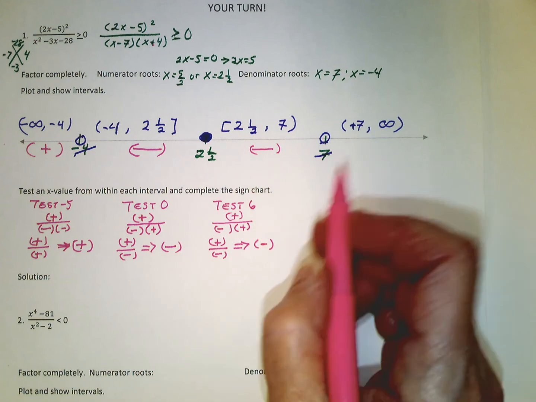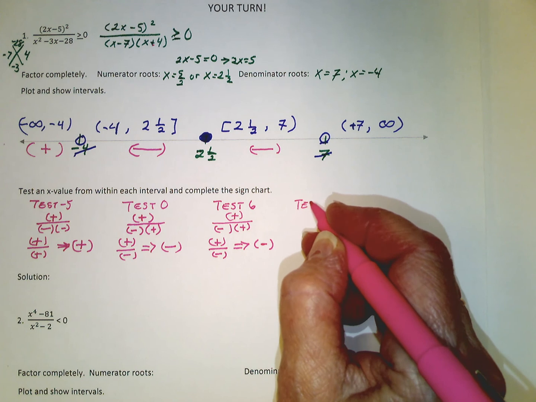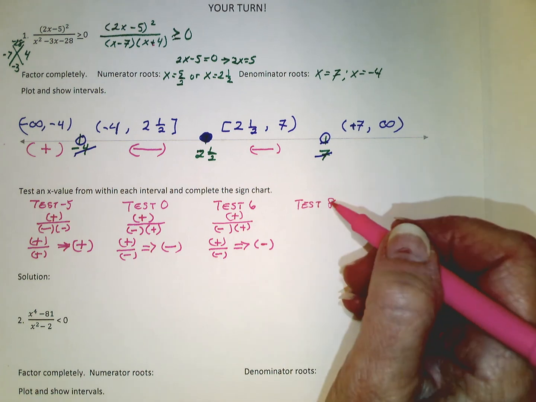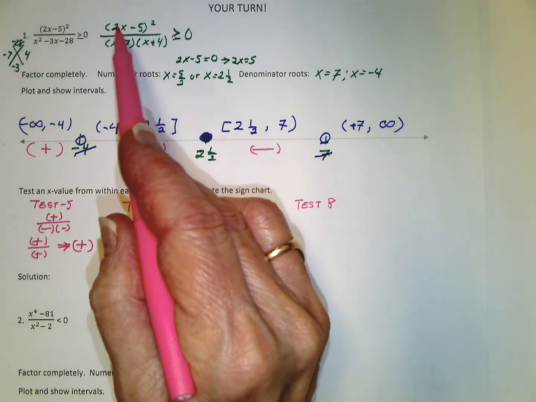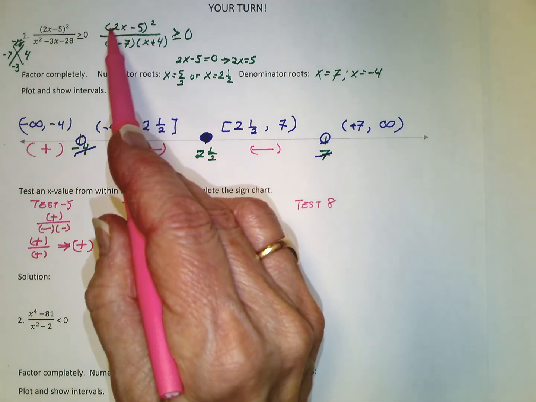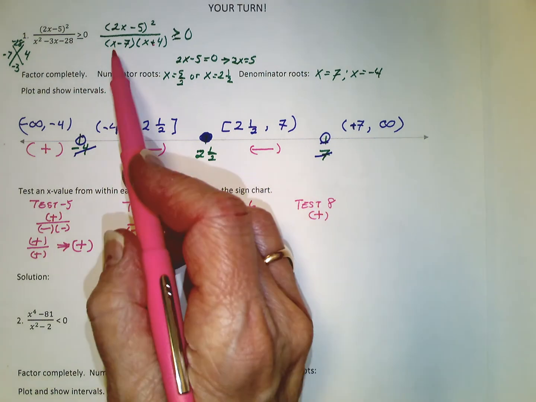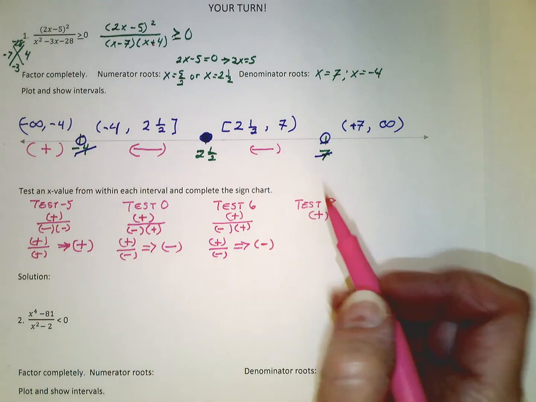Finally, greater than 7. I'm going to test 8. So 8 in here is going to make the numerator positive. It's going to make this parentheses positive and that parentheses positive.